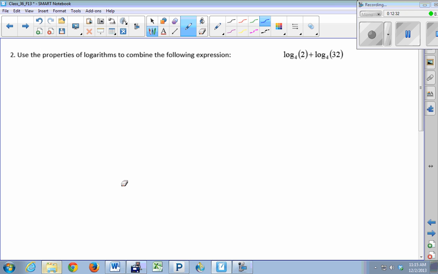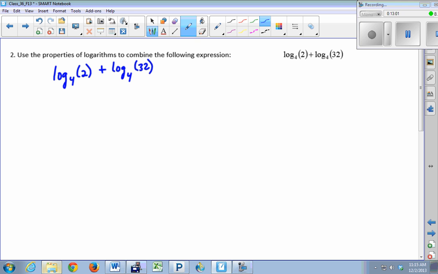So this first problem, number 2, says, use the properties of logarithms. So, okay, you go back in your brain and you say, I've got to use some property, and I want to combine this expression. So log base 4 of 2 plus log base 4 of 32. Now, some of you might be able to do this without any property. If you're really good at evaluating logs, you can do this without a property.